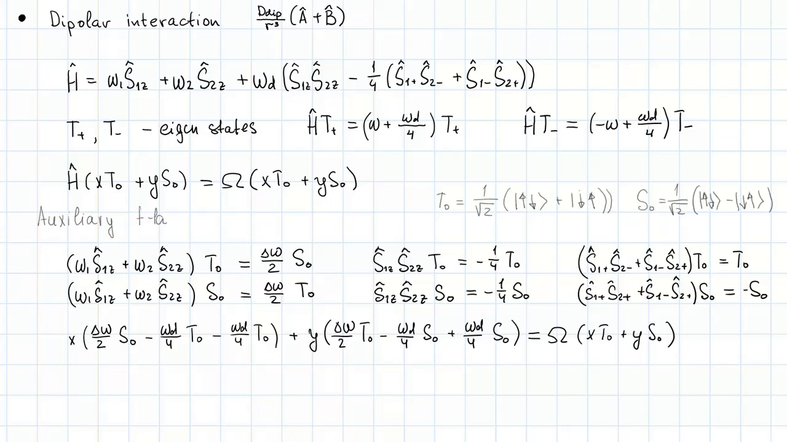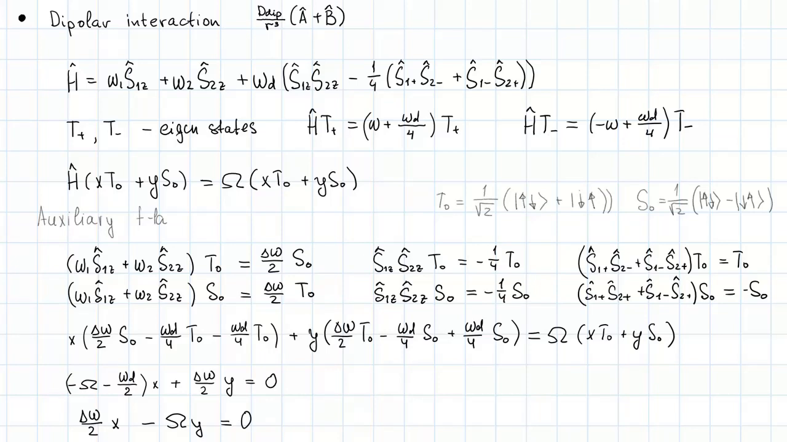This equation can be satisfied if the sum of all terms proportional to T0 is equal to 0, and the sum of all the terms containing S0 is also equal to 0. This gives us two equations. The first is minus capital omega minus omega d divided by 2 multiplied by x plus delta omega divided by 2 y is equal to 0. And the second one is delta omega divided by 2 x minus capital omega y is equal to 0.